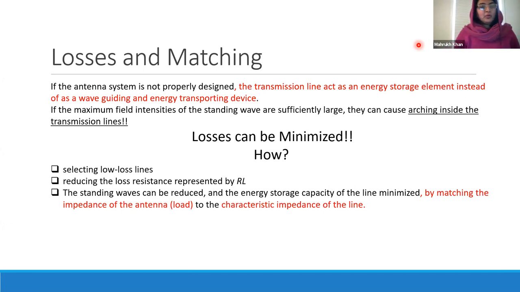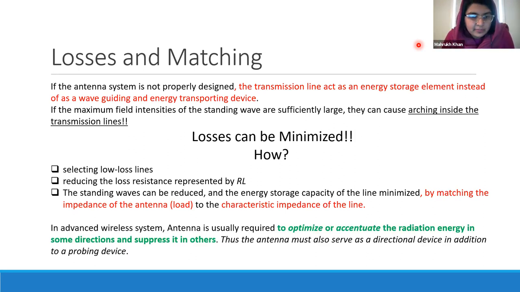So we want to select low loss lines. We want to reduce loss resistance represented by RL, the conduction and dielectric losses. We want to minimize that, and also we want to minimize standing waves. These standing waves we can minimize by impedance matching, or by designing an antenna in such a way that it gives us the least standing waves, as we talked about in the last slide. So that's one parameter of designing a good antenna.